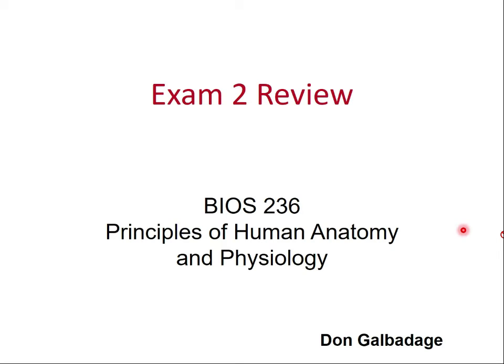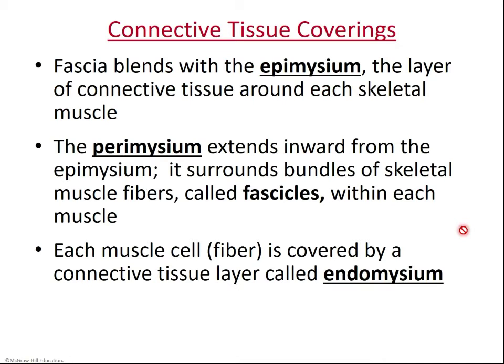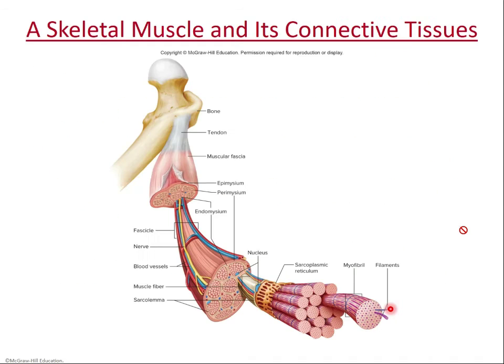Now let's go back to reviewing some of these high-yield slides. Know the different connective tissue coverings that surround the different muscle fibers. You have the epimysium, perimysium, and the endomysium. Epi on the outside, peri, middle, endo, the innermost layers. And know this particular structure when it comes to connective tissue that surrounds muscles.